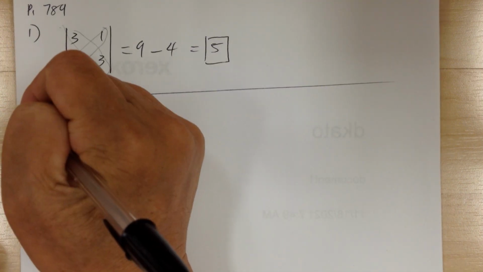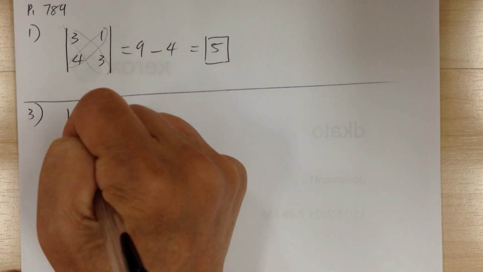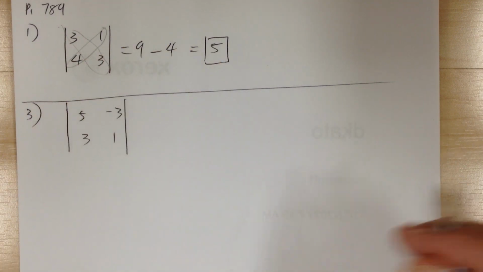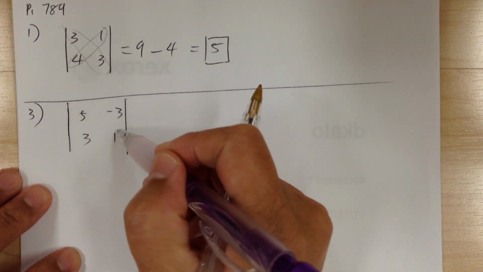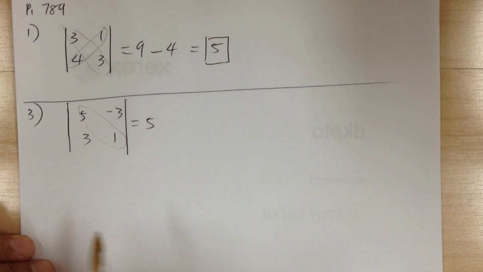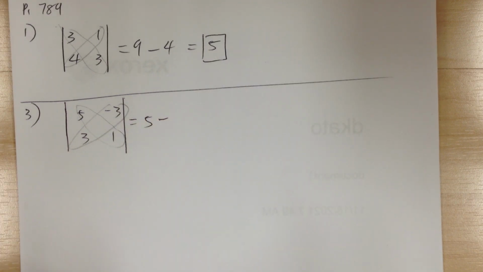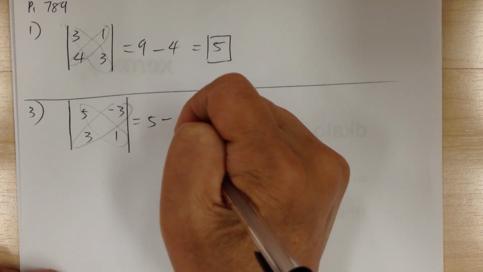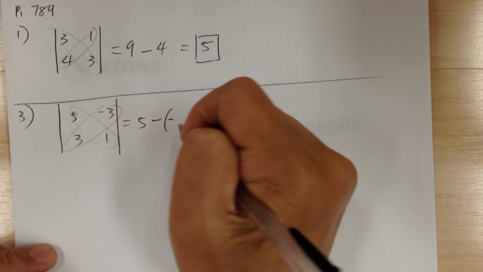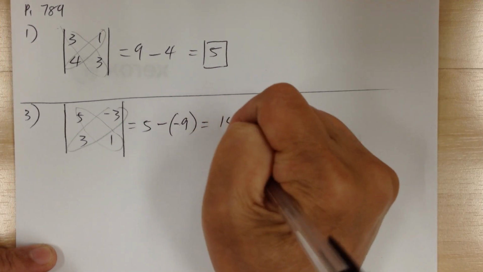Okay, number 3. You have the 5, 3, negative 3, 1. Okay, so again, go and do the diagonal. So this will equal to 5, right? 5 times 1 is 5, minus, and you go opposite direction. And so this would be negative. So keep track of your negatives. Okay, so this would be negative 9. Okay, and so this will equal to 14.